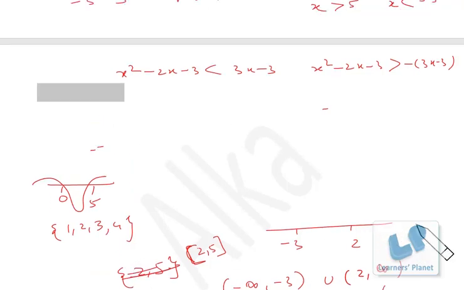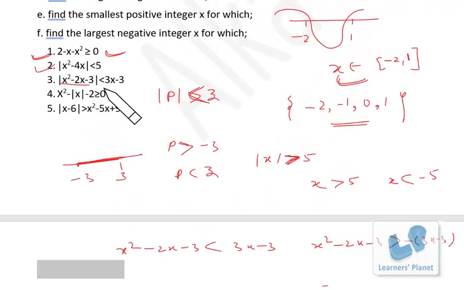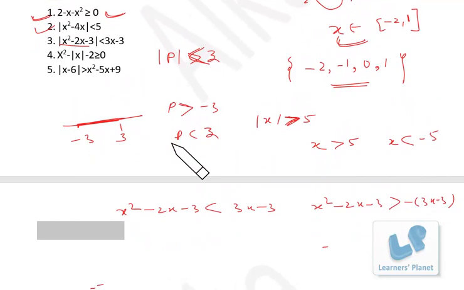But if you put 6 over here in this equation, what will you get? x square minus 2x minus 3, so 36 minus 12 minus 3, modulus of 36 minus 12 minus 3. If you solve it, 36 minus 12 is 24, minus 3 is 21, and on the right hand side you get 6 3s are 18, 18 minus 3, 15.